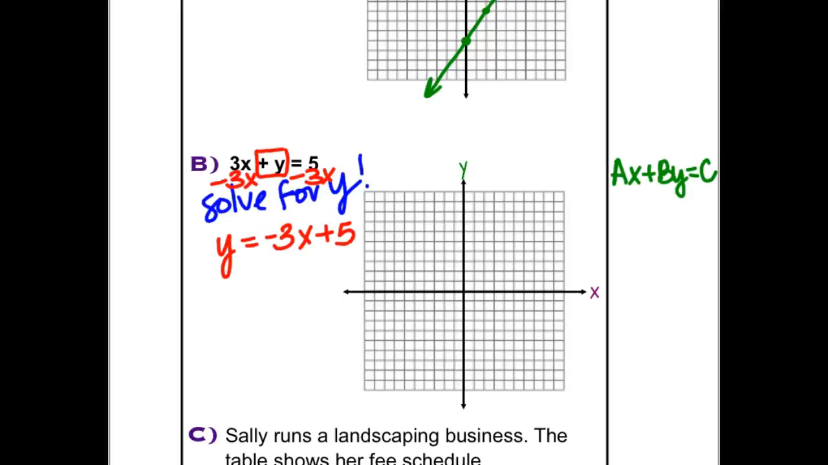So now that I have that, I can graph the +5. And then I have a -3 slope. That means down 3, forward 1, or to the right 1. Down 3, right 1, down 3, right 1. And then I can connect my dots. I apologize if my lines aren't straight enough to your liking, but you get the idea.